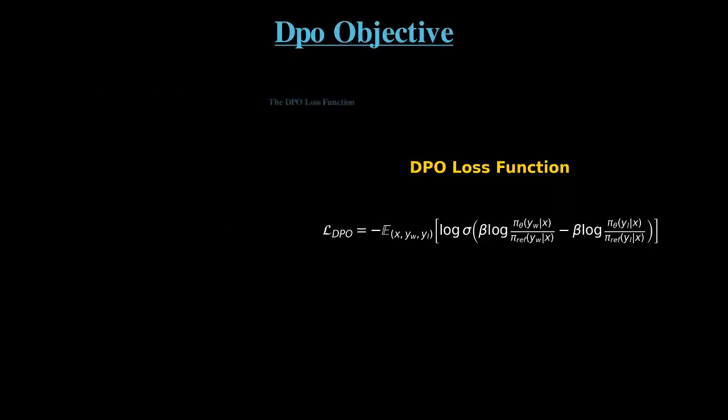Substituting this implicit reward back into the Bradley-Terry model gives us the DPO loss function. We minimize the negative log likelihood of the preferred response over the rejected response. Look at the equation. We calculate the log ratio of the preferred completion, subtract the log ratio of the rejected completion, scale it by beta, and pass it through a log sigmoid. This objective naturally pushes the model to increase the likelihood of the winning response and decrease the likelihood of the loser, smoothly bounded by the reference model.